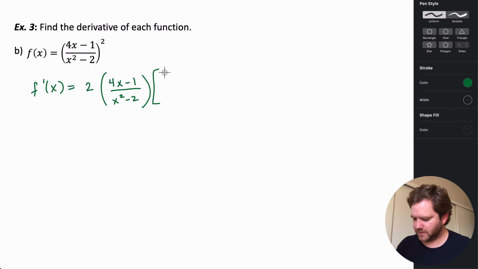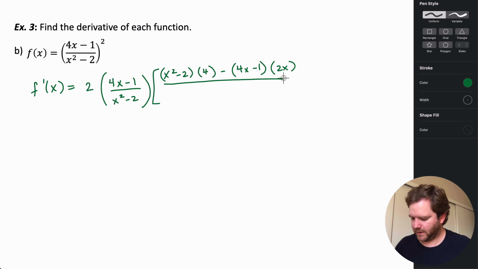So quotient rule tells me it's the denominator function, x squared minus 2, times the derivative of the numerator. The derivative of the numerator is just 4, minus the numerator function, 4x minus 1, times the derivative of the denominator, which is going to be 2x, all divided by my denominator function, x squared minus 2, that quantity squared.